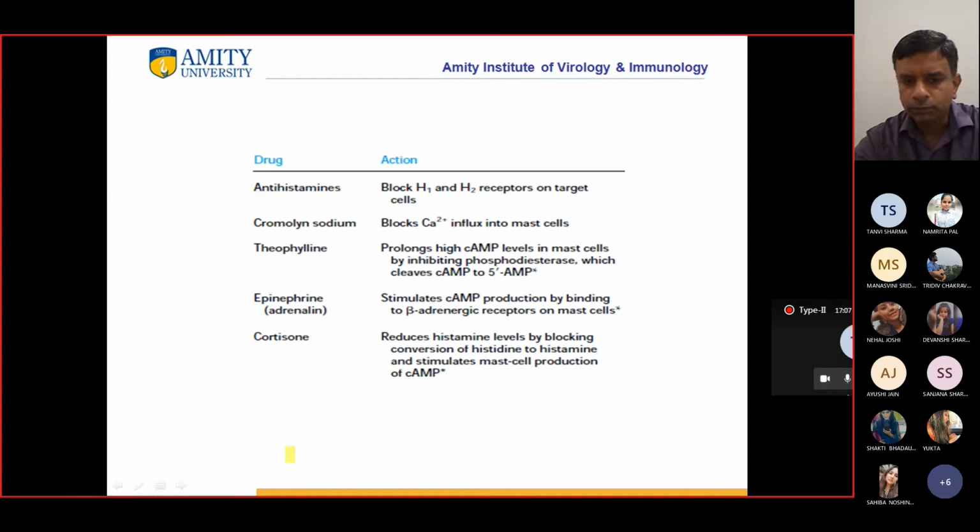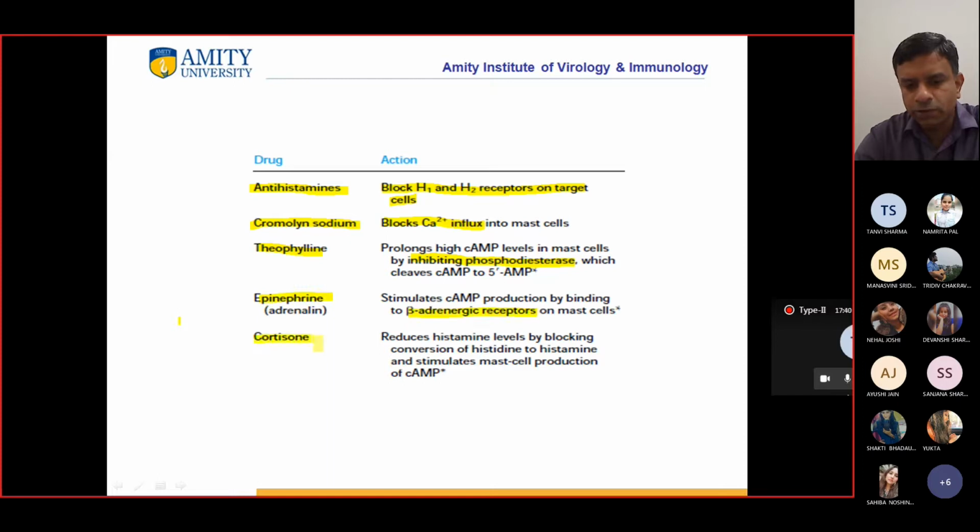So you can see this table, you can remember this table. We have antihistamines. What they do is block the histamine receptors on the target cells. Then you have cromolyn sodium, which blocks calcium influx. Then we have theophylline, which blocks phosphodiesterase. Epinephrine binds to beta adrenergic receptors.